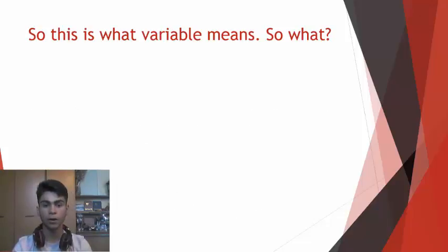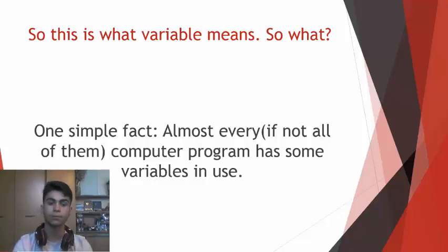So we know what a variable is, but we don't know where and why and how to use it. One simple fact to understand what variables are and why they're important: almost every code written in every possible programming language may have two or three variables in it. People use them because using variables makes our life easier. Code is easier to write and read.